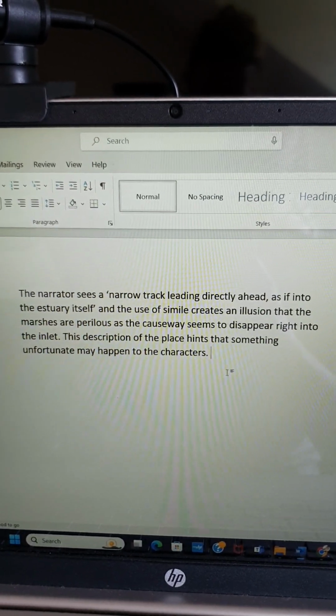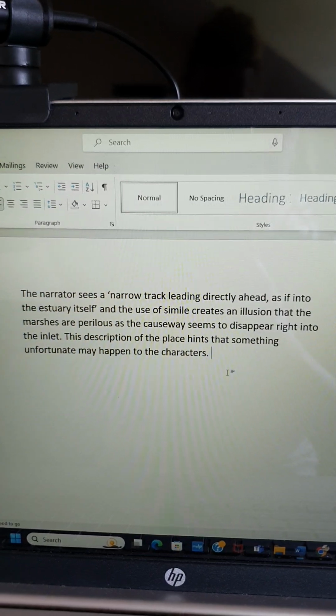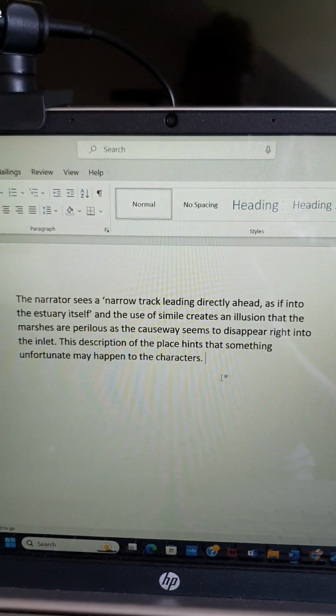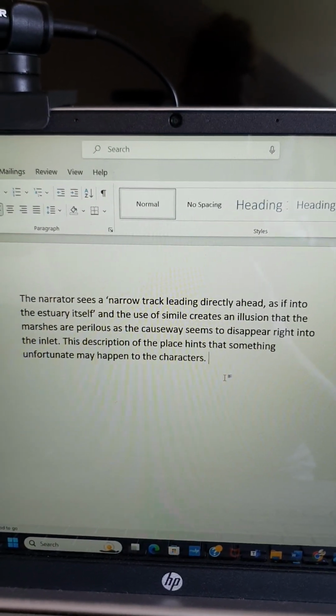So if you can do it like that in the 13+ exam, then you're on track to get the top marks.